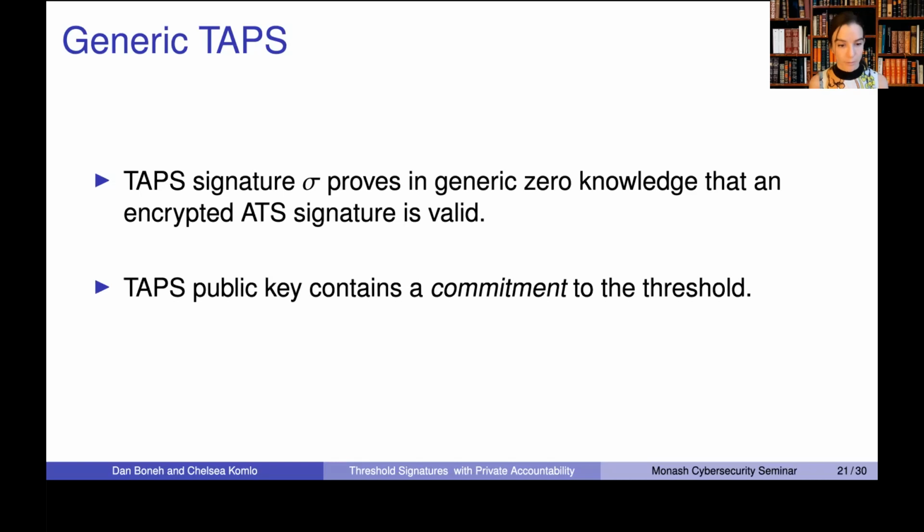Unlike when we were looking at MuSig2, where the public key just had the threshold in the clear, this generic TAPS contains a commitment to the threshold. So it wouldn't actually expose the threshold in the clear, it would expose a commitment. And then what verification would do is it would say this encrypted ATS is valid with respect to this commitment to the threshold. And that's the magic under the hood of how we're able to use an ATS, which is not private, but then add privacy on top so that we're able to achieve the properties of a PTS.